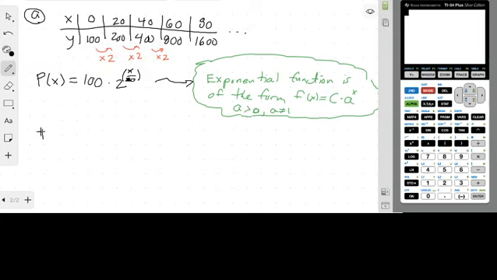Now we need to figure out P of 4 hours. Well, 4 hours is 240 minutes. So we need to evaluate 100 times 2 to the power of 240 divided by 20. That's supposed to be 2 to the 12. If we look at our calculator, we can do that. The way we do it is 100 times 2, and the caret means to the power of 240 divided by 20, and let's see, what do we get? Some huge number. 409,600.